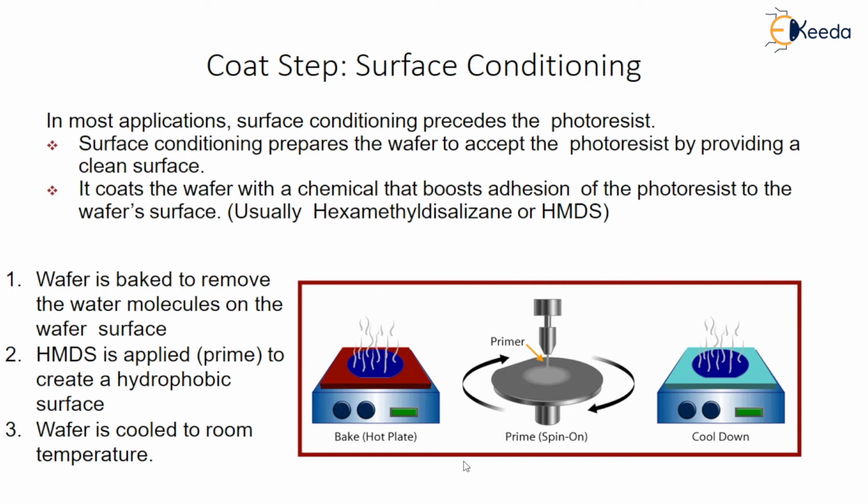First the wafer is baked on a hot plate to remove the water molecules on the wafer surface. Then HMDS is applied, that is prime, to create a hydrophobic surface, with a spinning condition during application. Then the wafer is cooled to room temperature.